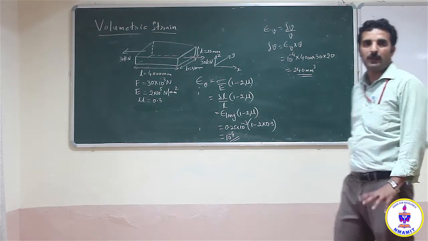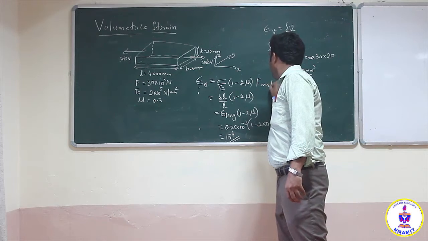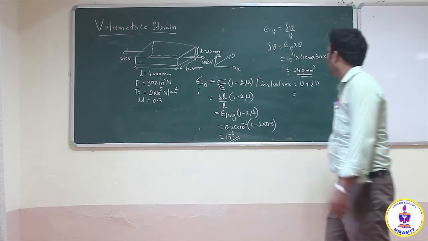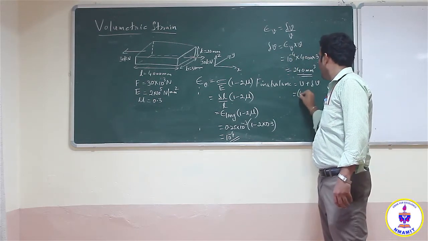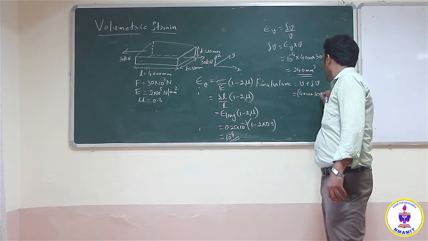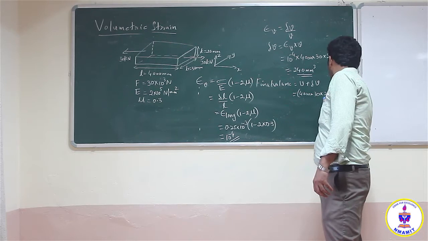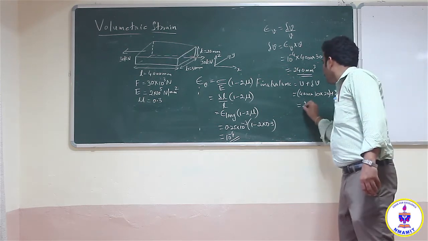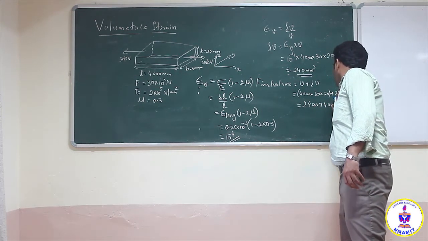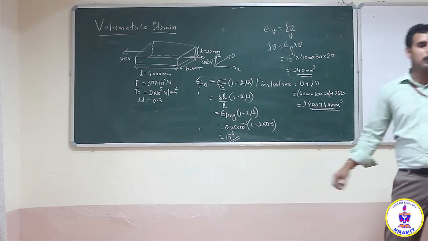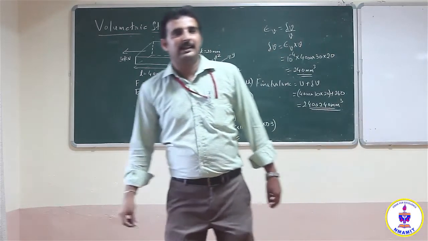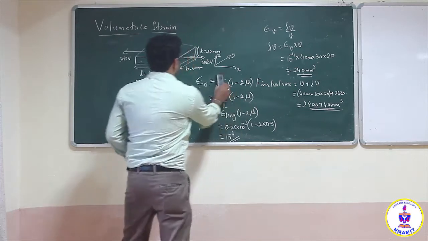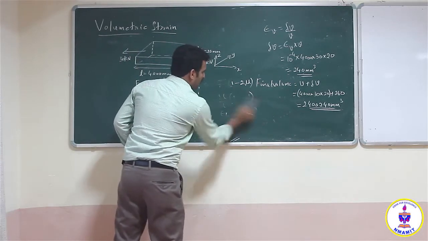So once we know the change in volume and original volume, we know that final volume equal to V plus delta V. So that is 4000 into 30 into 20 plus 240 gives you the final volume, which is 2400240 millimeter cube. This is how we can calculate the change in volume as well as the change in the size as well as the different types of strains by using this concept.